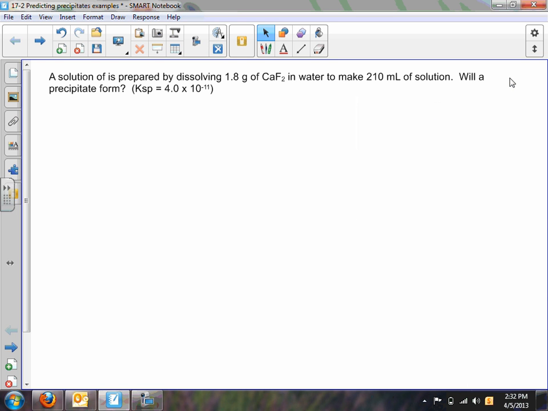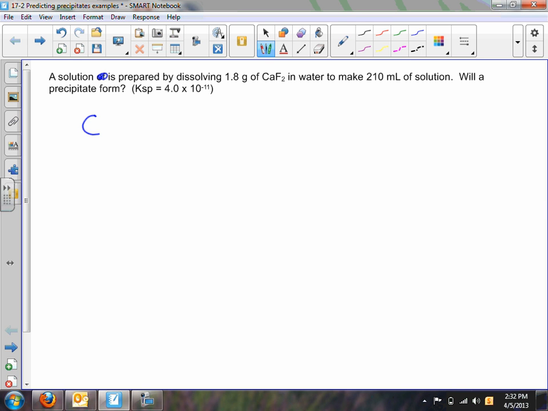Section 17.2 deals with the question of whether or not precipitates will form. And that's what this says. A solution is prepared by dissolving 1.8 grams of calcium fluoride in water to make 210 milliliters of solution. Will a precipitate form? Well, you want to go about it the same way.